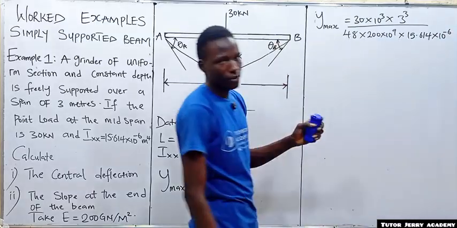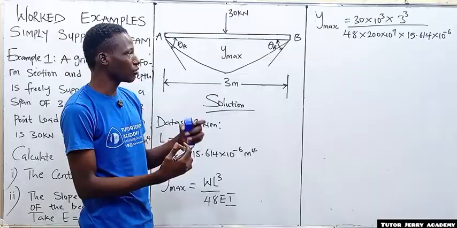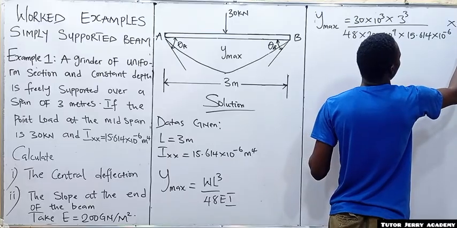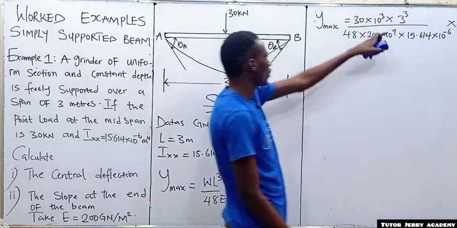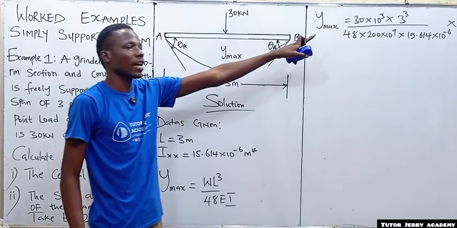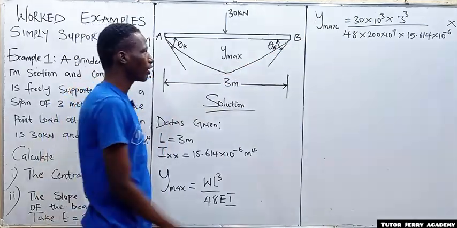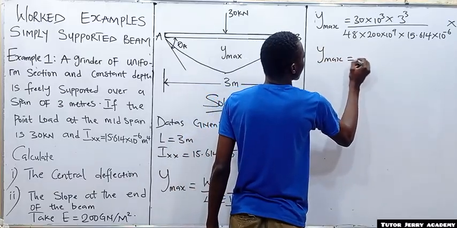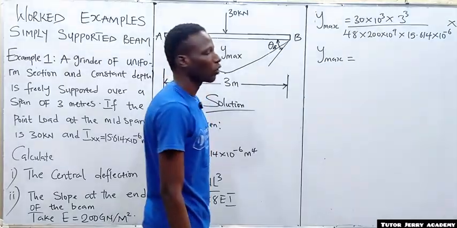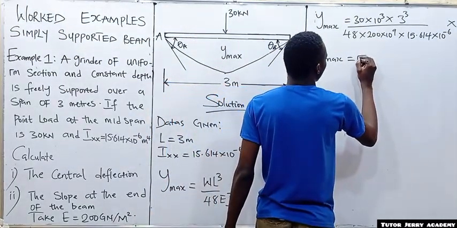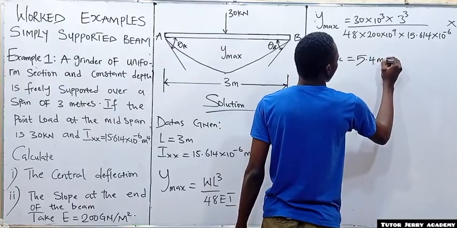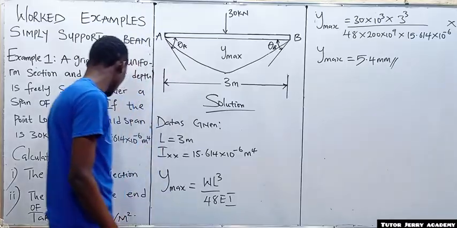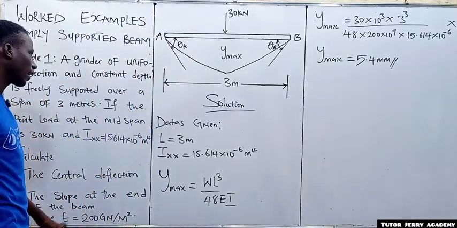Now, our Y max must be in millimeter. That is the unit we have been using. So we'll just multiply by 10 to the power of 3, because we have meter here, so we are converting to millimeter. So if you do this, your Y max will be equal to 5.4 millimeter. So we have 5.4 millimeter as our value for Y max. So next, we are asked to calculate the slope at the end of the beam.